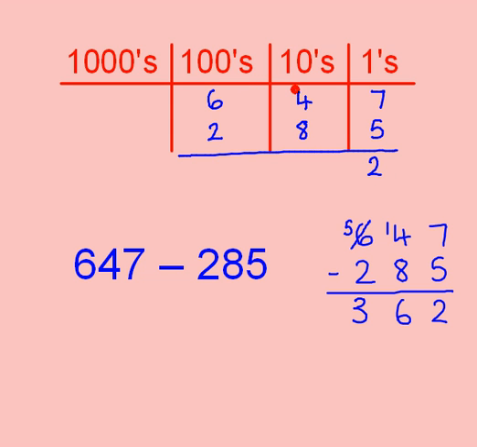Now 4 tens take away 8 tens gives me a problem, so I'm going to go into my hundreds column. I've got 6 hundreds here, and I'm going to take one of them, leaving me with 5 hundreds. Now the 100 I've taken is 10 tens, of course. I've already got 4 tens here, and I'm now adding on another 10 tens, so I've got a total of 14 tens. 14 tens take away 8 tens is 6 tens, and 5 hundreds take away 2 hundreds is 3 hundreds. So the answer is 362.